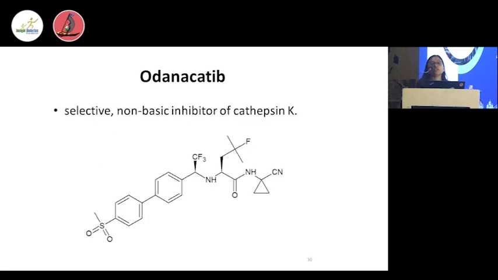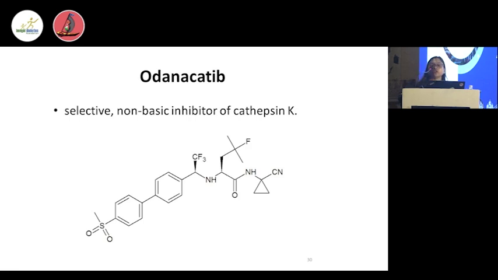Now the next group of agents is the anti-resorptive therapy. So these are the target areas where we can target the anti-resorptive agents, which include the RANK ligand, the lysosomal enzyme, that is the cathepsin enzyme, and the third is the SRC kinase enzyme. So first, let us start with cathepsin K. What are these cathepsins?